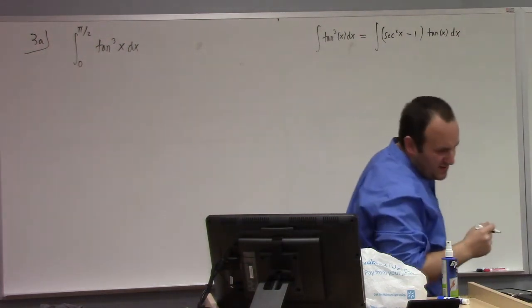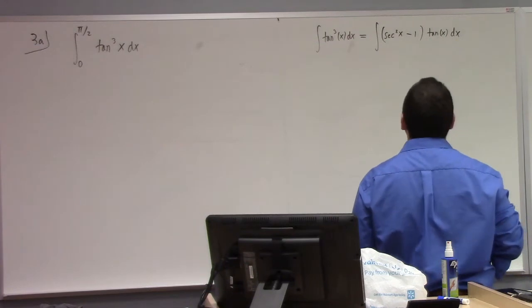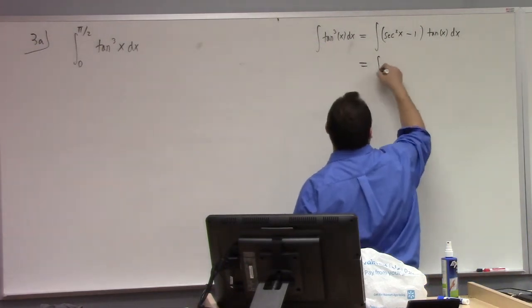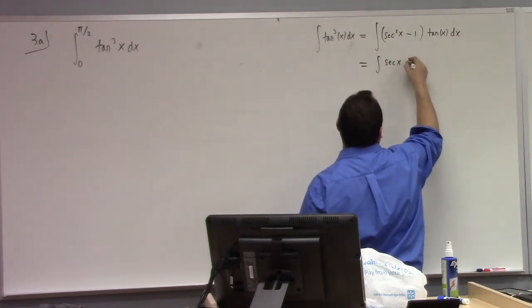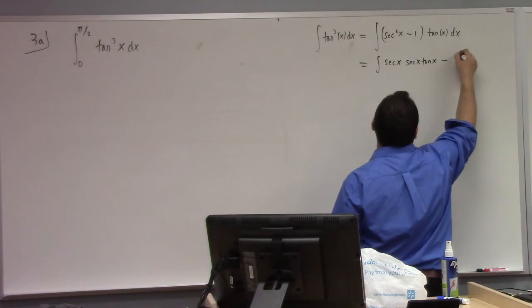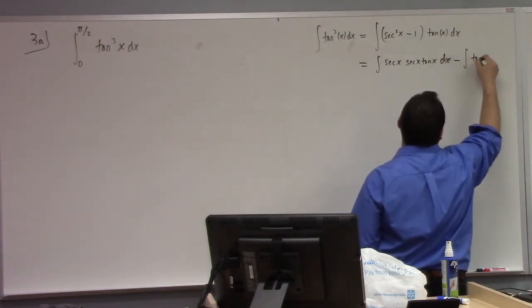Why is that? That helps? Oh, I got it. I'm sorry, I'm an idiot. Let's see here. That's secant x. I got you. And that's secant x tangent x dx minus the integral of tangent x dx.